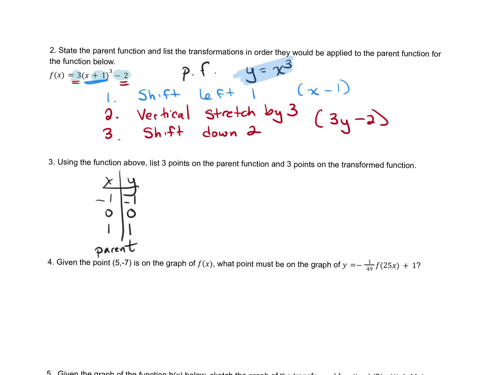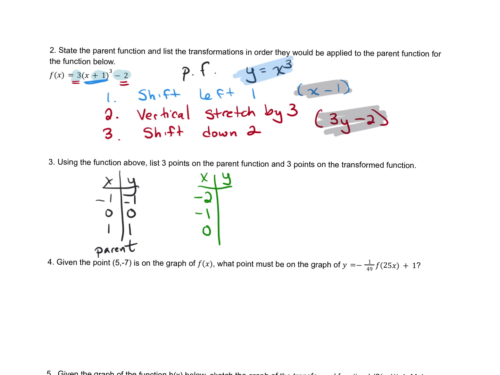Now to get the new points, we can simply use these rules that we obtained above. X minus 1, 3y minus 2. So for all the x's, I'm simply going to subtract 1. So -1 minus 1 is -2. 0 minus 1 is -1. 1 minus 1 is 0.